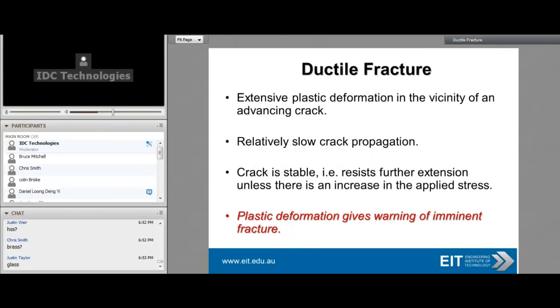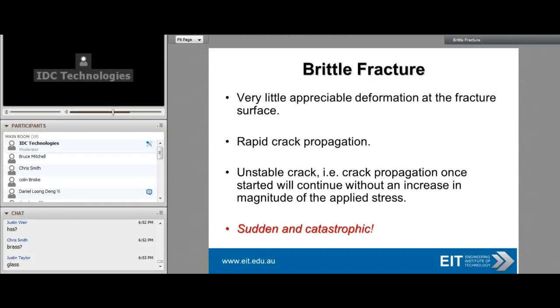Now, with ductile fracture, the process is we get a very slow crack propagation. If we reduce the load, then the crack becomes stable, and it's not a great situation to be in. But we won't get any fracture occurring unless we reapply the load and carry on doing that until we get to a certain stage where we've got plastic deformation, where the material has visibly stretched. And we know around the corner, fracture is just waiting to happen. So that's ductile fracture. With brittle fracture, it's the other extreme.